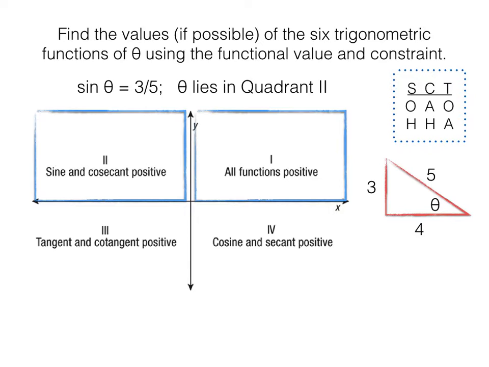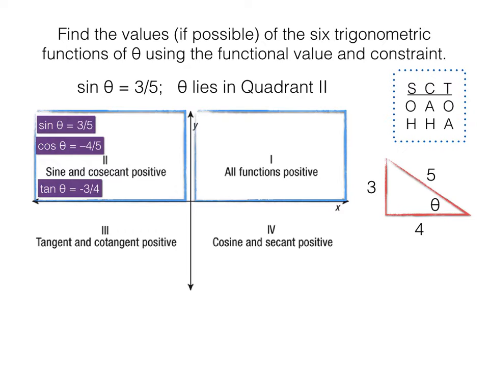All right, so now let's start with our 6 trig ratios. We know the sine of theta is positive. It's been given as 3/5. The cosine of theta, adjacent over hypotenuse, is typically 4/5, but in this quadrant, it's negative. The tangent of theta, which is opposite over adjacent, 3/4, in this quadrant will be negative.